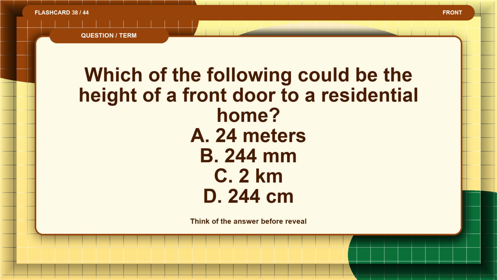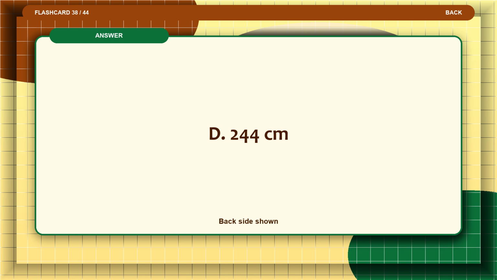Flashcard 38. Which of the following could be the height of a front door to a residential home? A. 24 meters, B. 244 mm, C. 2 km, D. 244 cm. Think of the answer before the reveal. The answer is D. 244 cm.